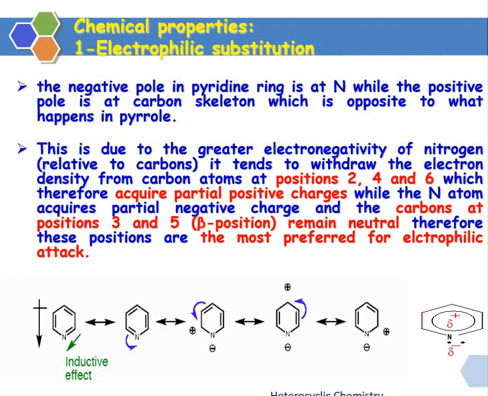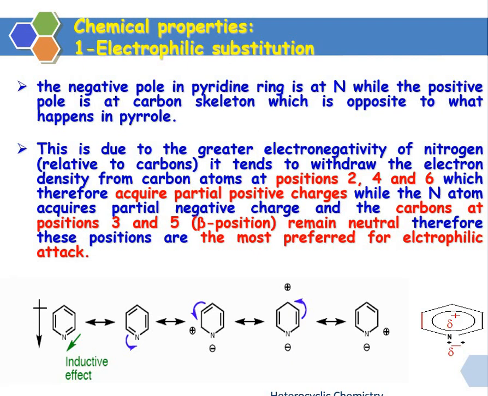Now, the negative pole in the pyridine ring is at nitrogen, while the positive pole is at the carbon side, which is opposite to what happens in pyrrole. This is due to the greater electronegativity of nitrogen relative to carbon.